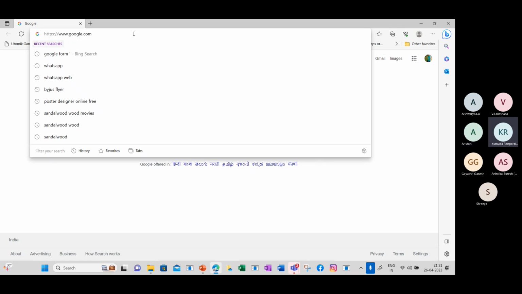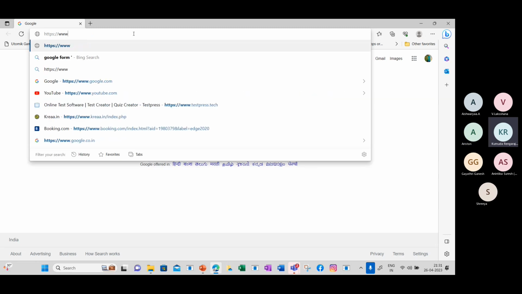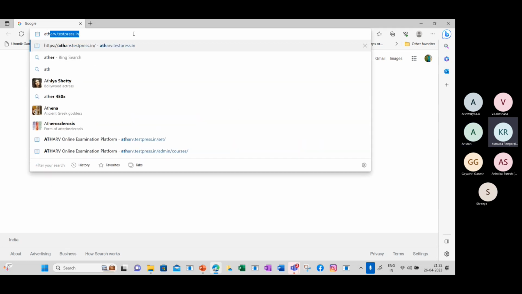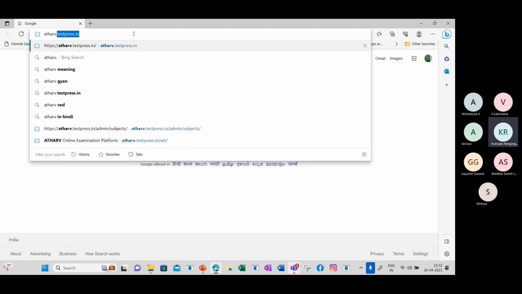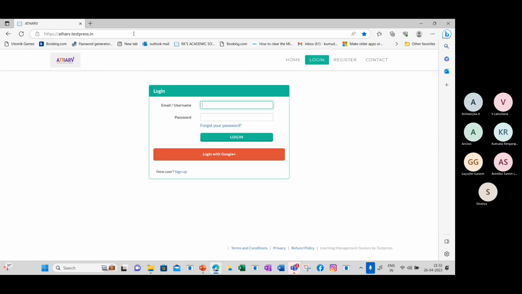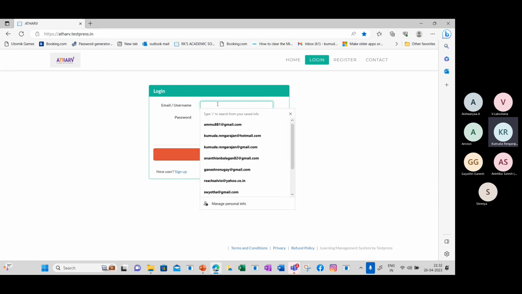Lakshana and Ariston, you have to type the URL in the browser. Open your Chrome browser, whatever browser on your laptop or your device, and type Atharv, ATHARV dot testpress dot in, in the browser. Enter. That will bring you to a page like this. Now here you have to enter your username and password, not email. I've shared that with you.